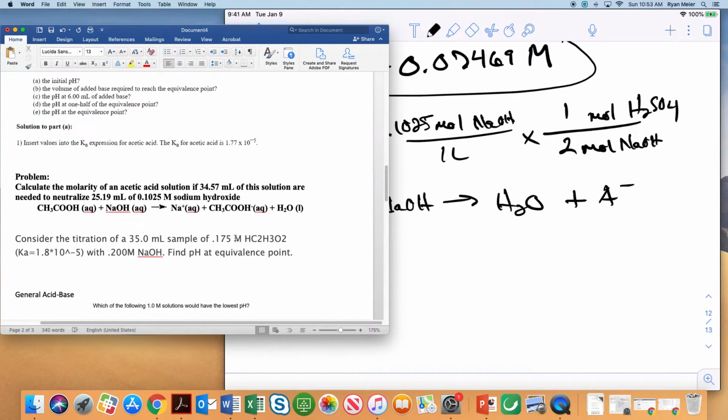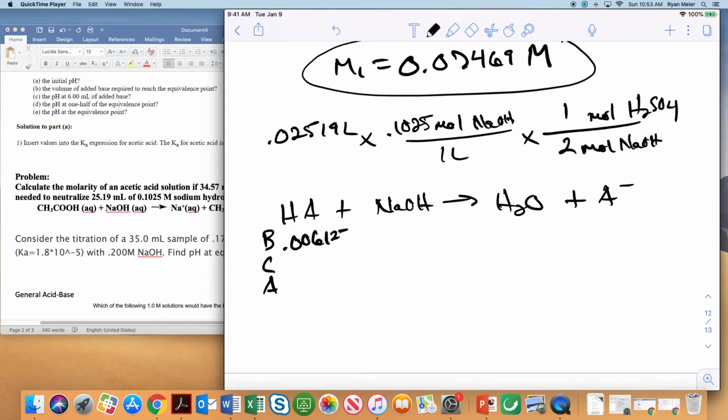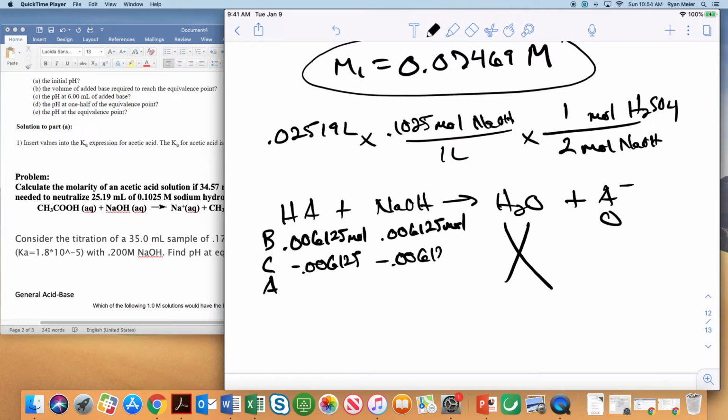Because I'm going to need to find the moles of my acid. So 0.175 molar times 0.035 liters will be about 0.006125 moles for HA. For the sodium hydroxide, if I'm at the equivalence point, it's going to be the same amount. So they're both going to go down by that same amount, which means there's nothing left of my initial acid or the base. Everything has now been converted to the A-.